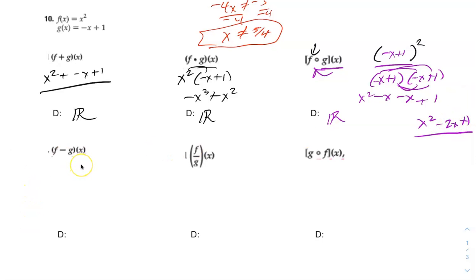F of x minus g of x. The key thing here that I said before, parentheses. You have x squared minus parentheses negative x plus 1, distribute: x squared plus x minus 1.